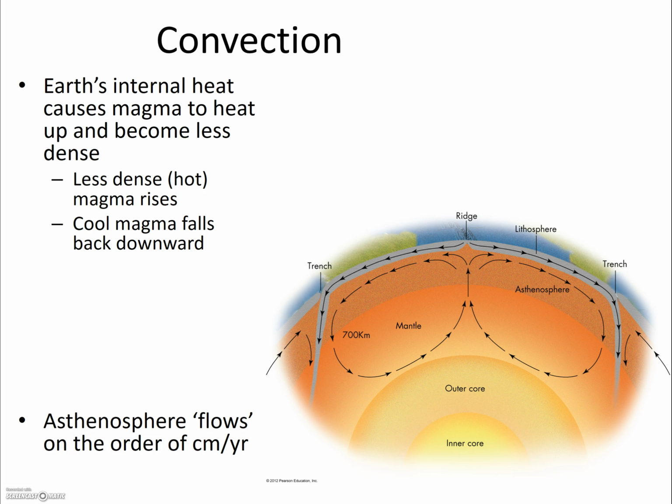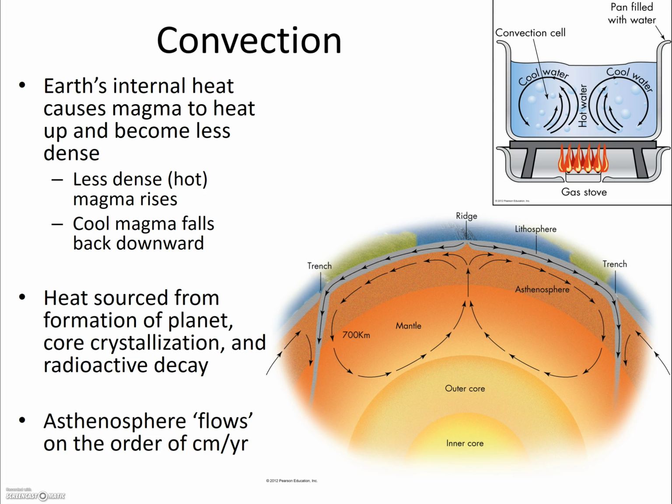Water is heated at the bottom of the pot where it is close to the stove element. The hot water rises, then cools, and then sinks to be warmed up again. This forms a convection cell. So how do we know about the internal structure of the Earth anyway? I'll tell you in a bit.